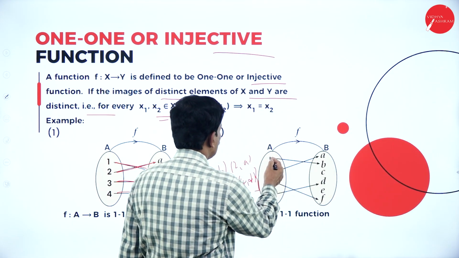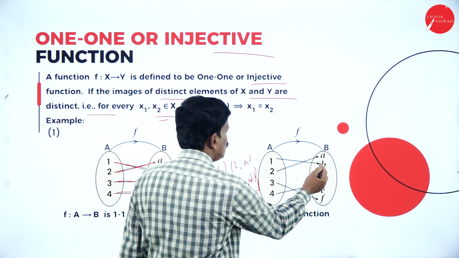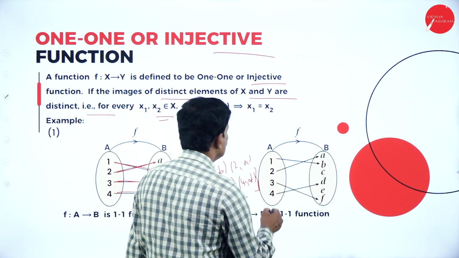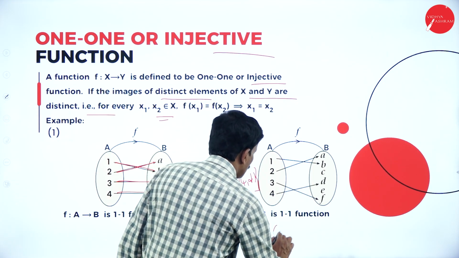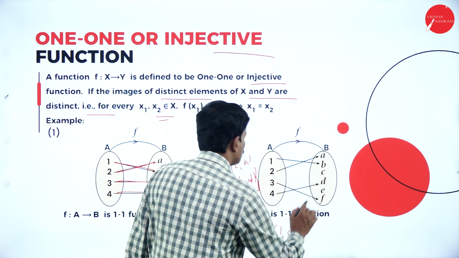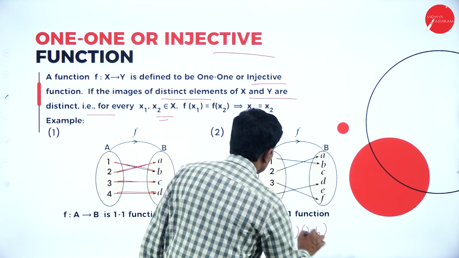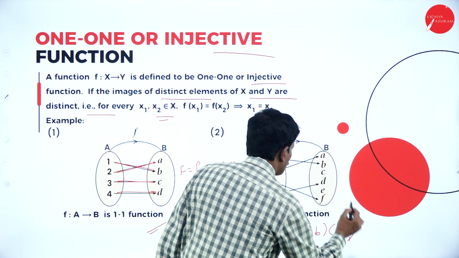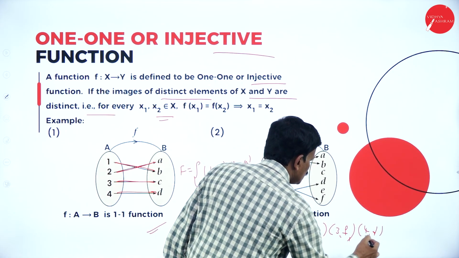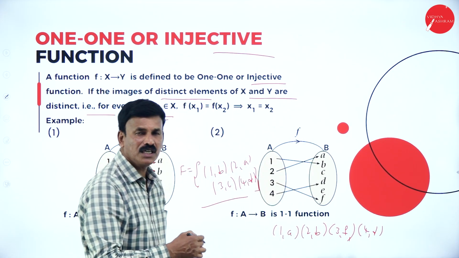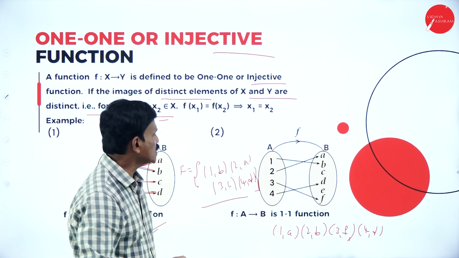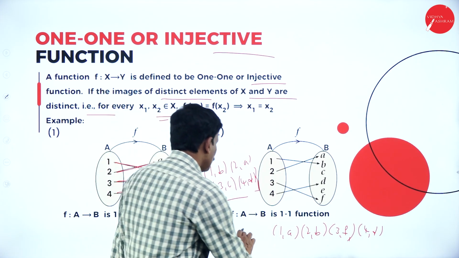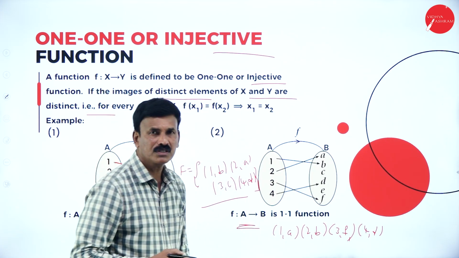Now let us come to this function. Here A is 1, 2, 3, 4 and B is a, b, c, d, e and f. So the mapping is (1, a), (2, b), (3, f) and (4, d). Here also all the elements of A have distinct images in set B, therefore f from A to B is a one-one function.